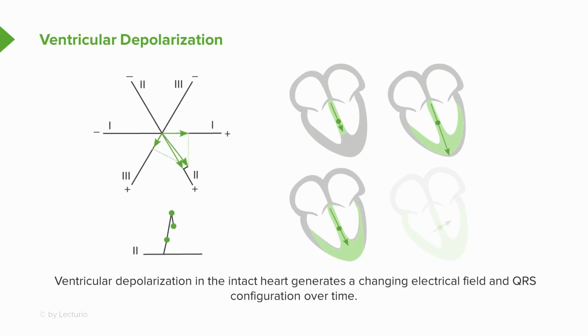And here in the continuum diagram, you see the wave of depolarization passing from the apex back up to the base until both the right and left ventricle have depolarized and have contracted.